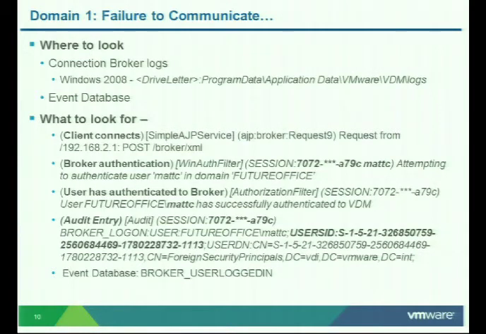The first line, client connects. So when a View client attempts to connect to the connection server, so this is no authentication's been done, I'm just typing in the URL of the connection server, hit connect. The connection server will log a request from that client. So here you can see the View client machine is 192.168.2.1. Okay, that's the client IP address that's connecting.